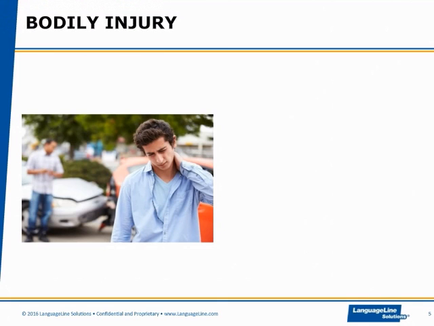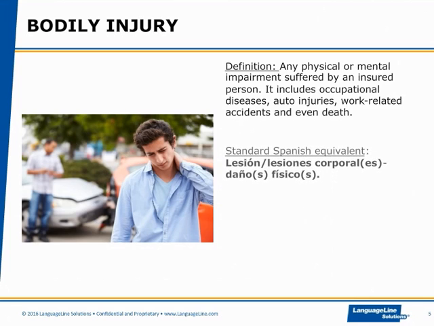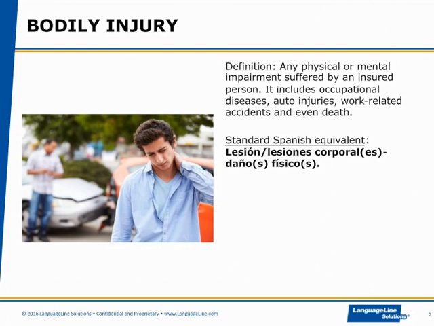Bodily injury. Definition. Any physical or mental impairment suffered by an insured. It includes occupational diseases, auto injuries, work-related accidents, and even death. Standard Spanish equivalent. Lesión o lesiones corporales o daños físicos.